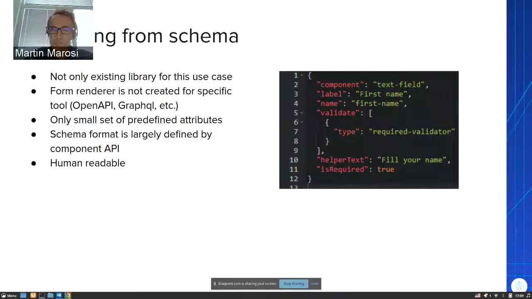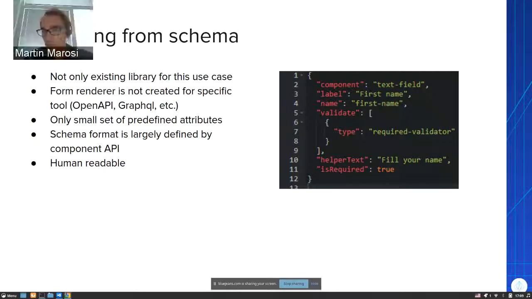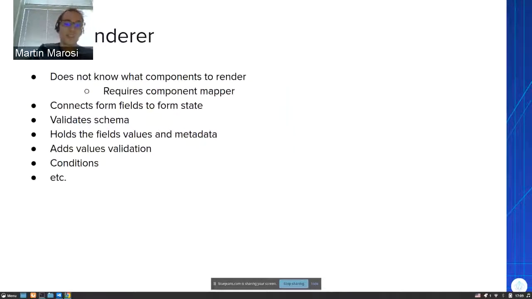So there are basically two parts of the schema. One part is mandatory. You have to say what type of component you want to render, and you have to give it a name, so it will be registered in the form state under that name. But the rest of that schema is defined by the component API you are using. So if your text field component doesn't have a label but a title, you just change the label key to the title key and it's still going to work. So that's something about the schema.